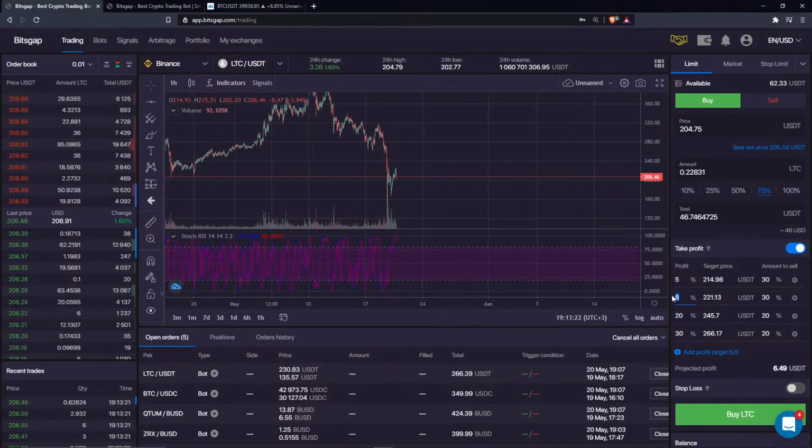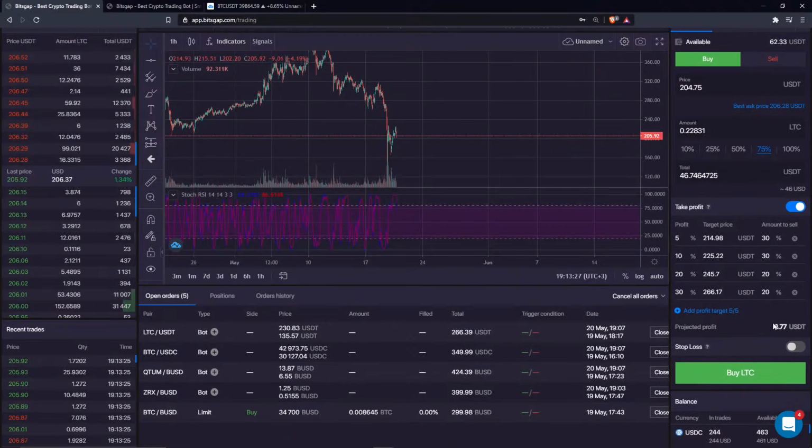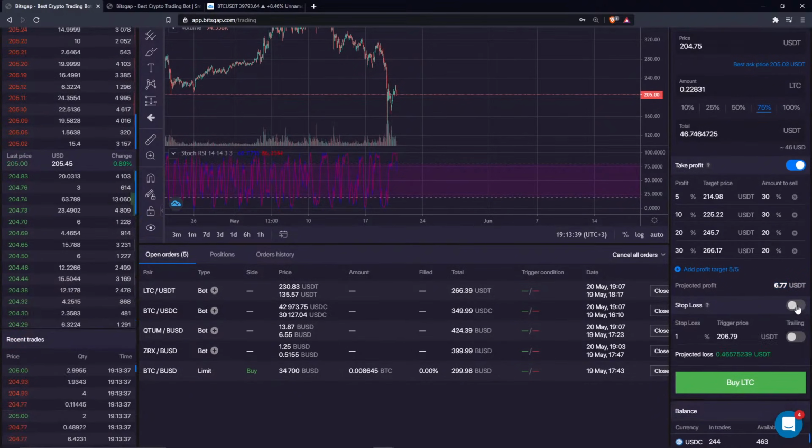The ultimate thing to look at is the projected profit. This is the return that you can get if all take profits are triggered by the market. So if all targets are met, then that's the exact profit that you get. Make sure that your risk is not bigger than the potential return that you can have, right?